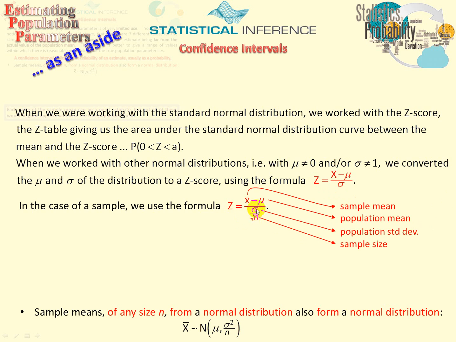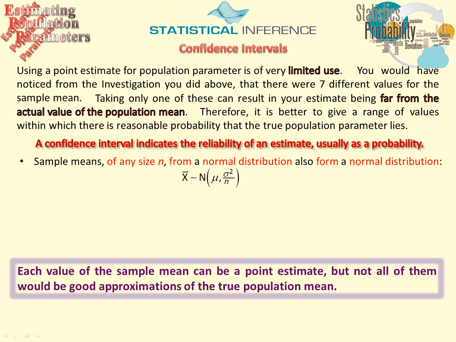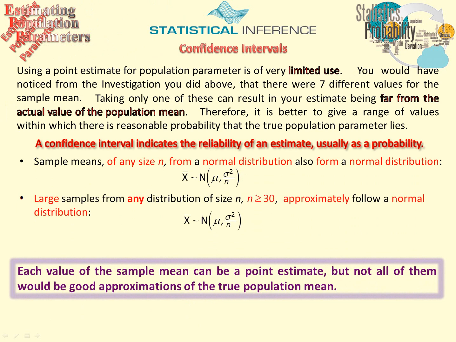And that's the population standard deviation and population mean. Right, so to do that, there's our formulae. Large samples, n greater than or equal to 30, approximately follow a normal distribution of that. Large samples. So if we choose just 6, I don't know whether it will.